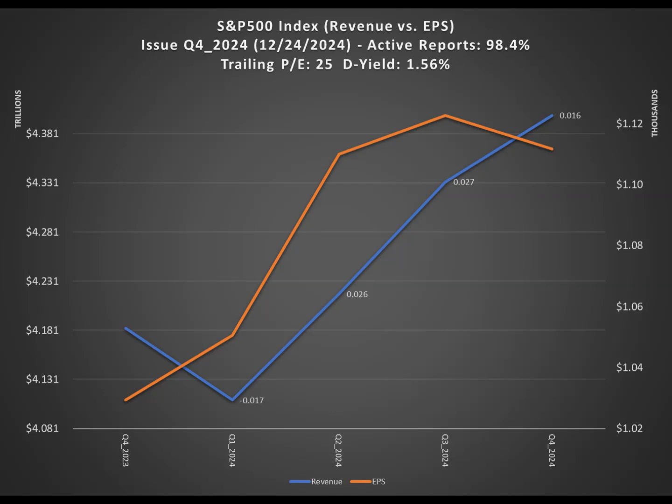The following companies were removed from the index: Bath and Body Works Inc., ticker symbol BBWI. Qorvo, ticker symbol QRVO. Amentum, ticker symbol AMTM. Catalent, ticker symbol CTLT. Marathon Oil, ticker symbol MRO.